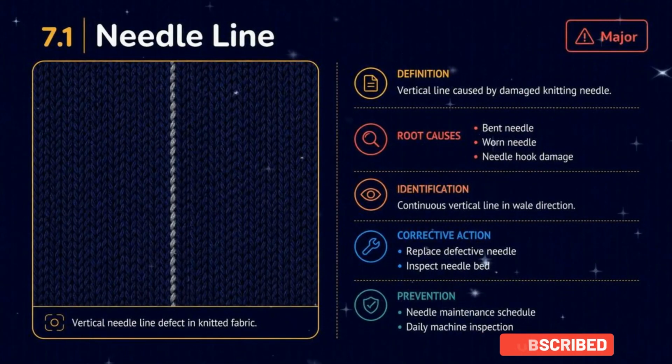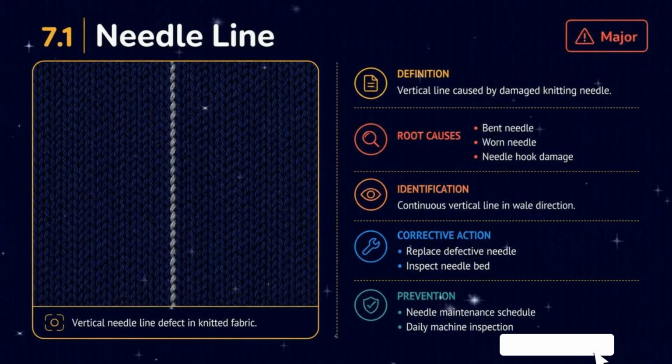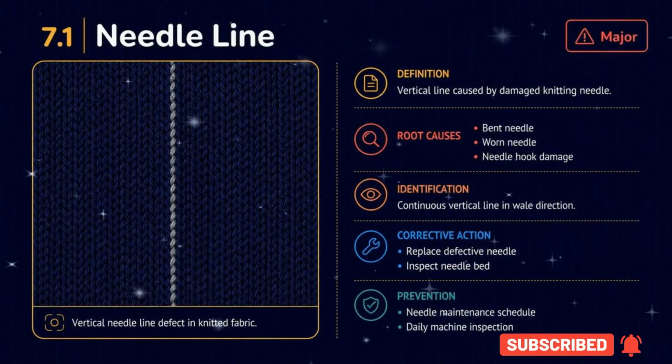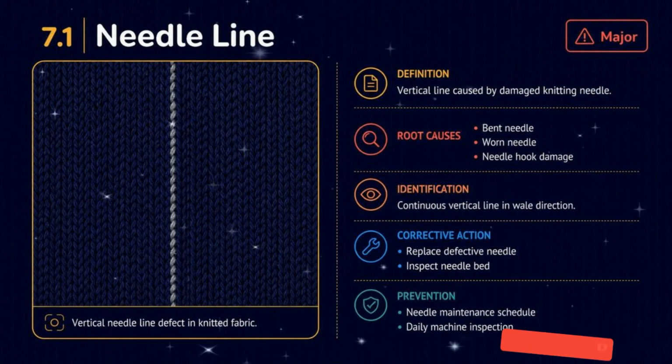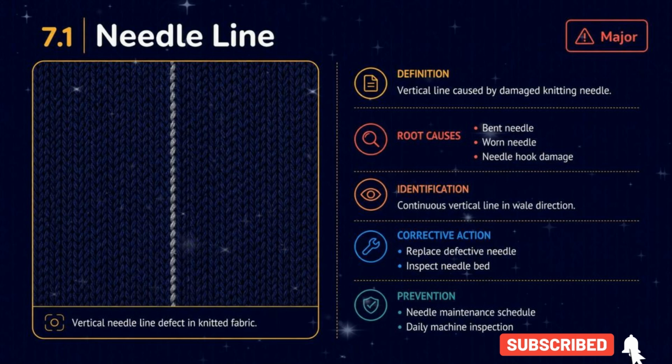This major issue appears as a continuous vertical line in the wale direction, caused by a bent, worn, or damaged knitting needle. Corrective action includes replacing the defective needle and inspecting the needle bed, while prevention relies on regular maintenance schedules and daily machine inspections.